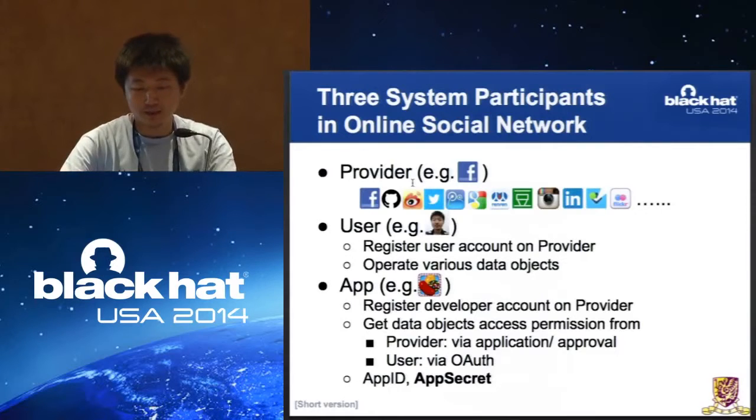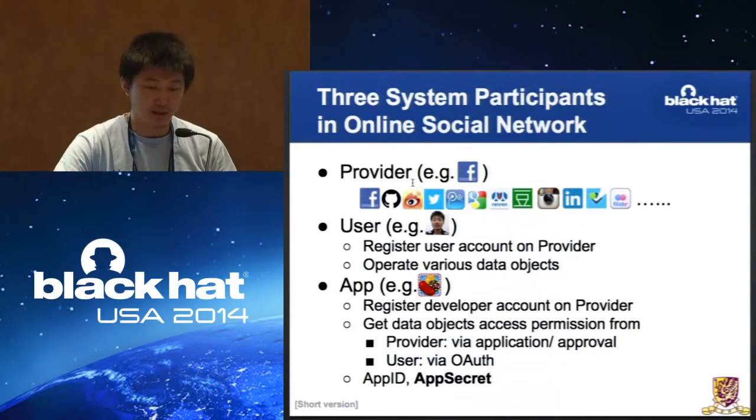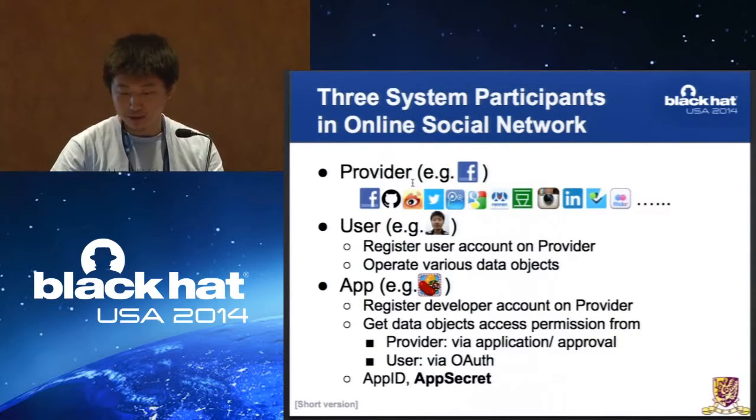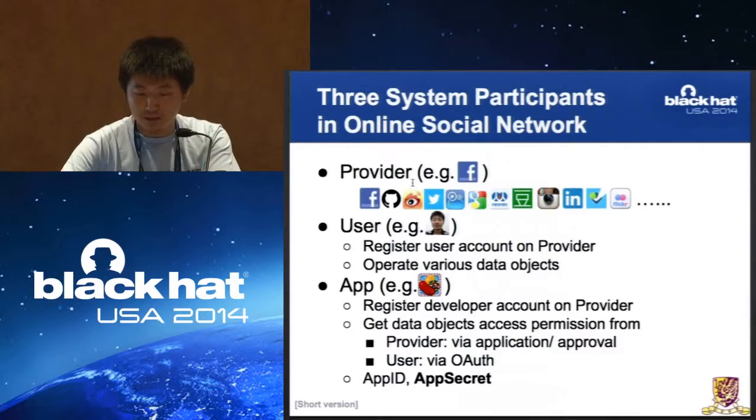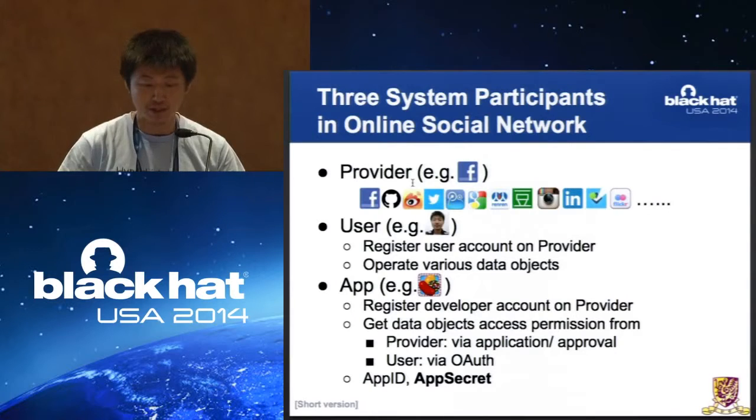And there is also another type of entity called an app, for example, Candy Crush. They are web apps or mobile apps. Basically, you first need to register a developer account on those providers. Then you can get data access or permissions from the provider or from the user via a certain kind of approval process or via some authorization protocols we'll detail later. OAuth is one of them. The important thing for an app is that it has an app ID and an app secret. The app ID is the identifier for the app, and the app secret is basically a shared secret between only the provider and the app.